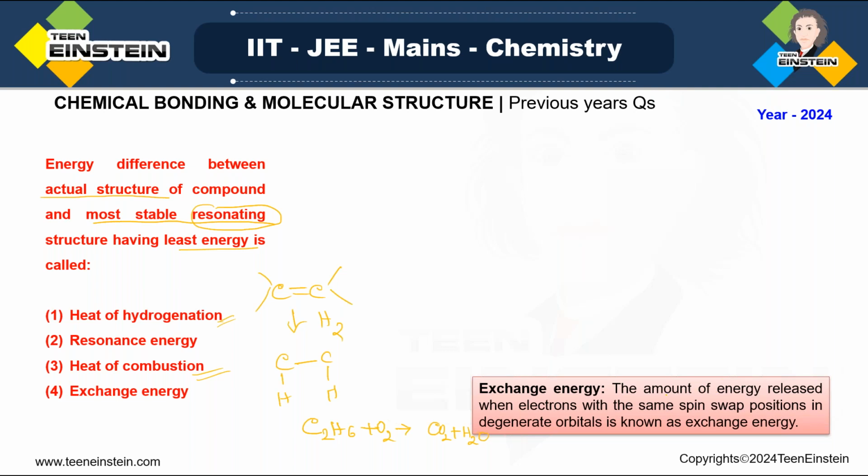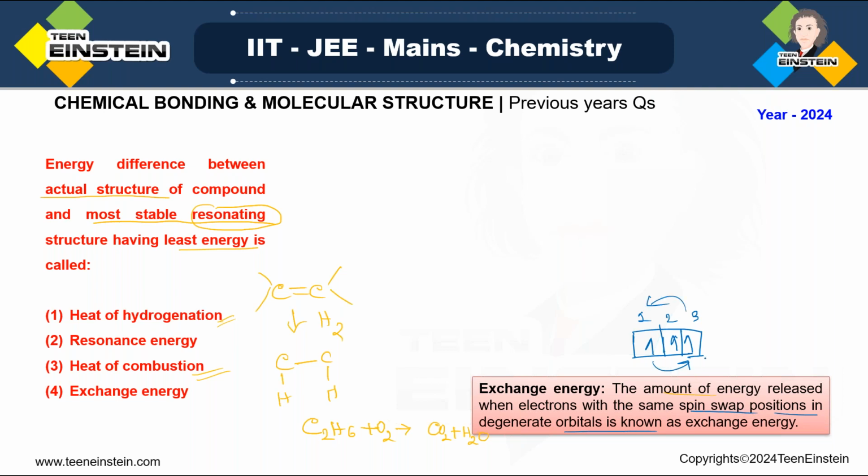And exchange energy is the amount of energy released when electrons with the same spin swap positions in degenerate orbitals. Suppose you have p orbitals and there are 3 electrons present. Suppose this is electron number 1, this is electron number 2, this is 3. Now 1 and 2 can exchange their positions. 2 will go to the position of 1 and vice versa. The same thing you can also say between 1 and 3. So 1 is going to the place of 3, and 3 is going to the place of 1.